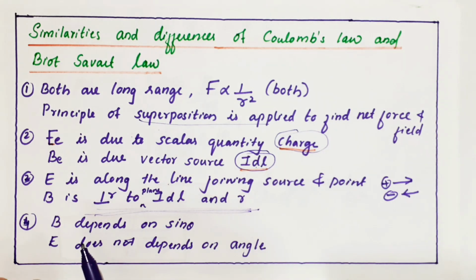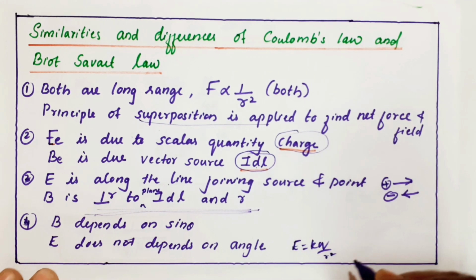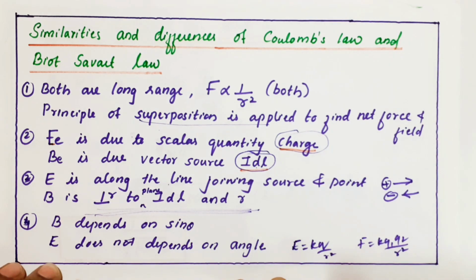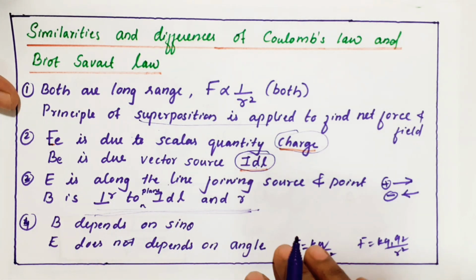Another one: magnetic field is proportional to sine theta, but electric field does not depend upon any angle, because in the electric field equation we write KQ by R square, or in Coulomb's law F is equal to K Q1 Q2 by R square. We are not taking the angle between them. So electric field does not depend on any angle, but magnetic field depends upon sine theta.